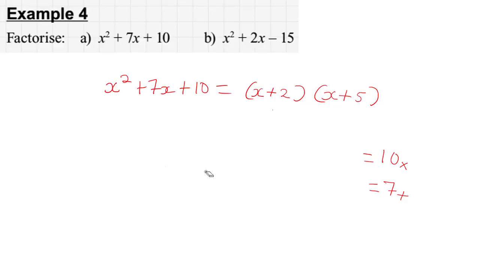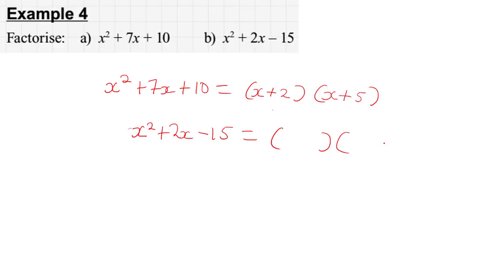Now, looking at the second example, I've got a negative there, but that shouldn't scare me. Just do it likewise. With the second one, I've got x squared plus 2x minus 15. Again, the same way, I know this is quadratic, so I'm going to have two brackets, obviously. And I know that this x squared will have come from x times x.